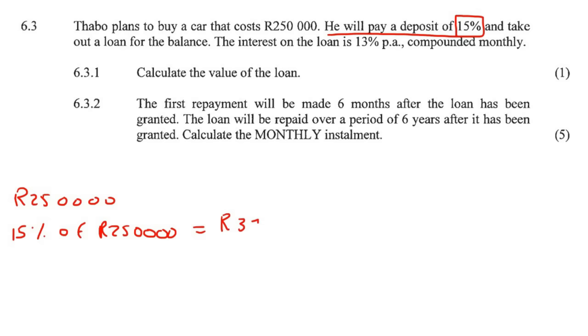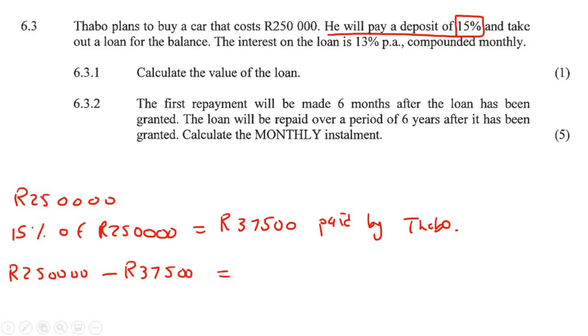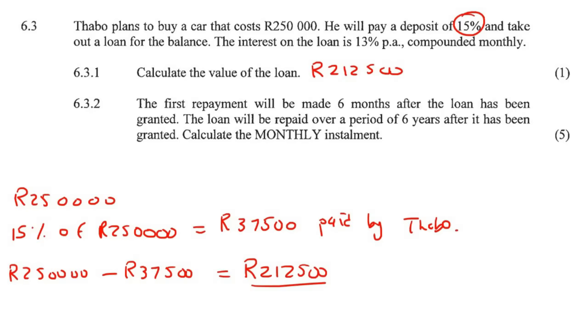So paid by Tabo. So how much does he need to borrow from the bank? Well, you just go minus those two numbers. Okay, let's see. 212,500. That is the amount that he would have to go borrow from the bank. Because when you buy a car, the person who is selling the car, do they want their money now or later? They want their money immediately. So they say to Tabo, okay, Tabo, you're going to give us 15%. So Tabo gives them 15%. Tabo then organizes a bank loan, which is 212,500.